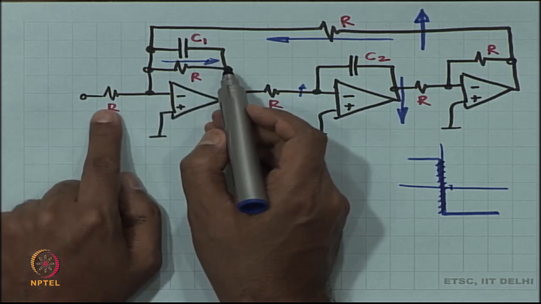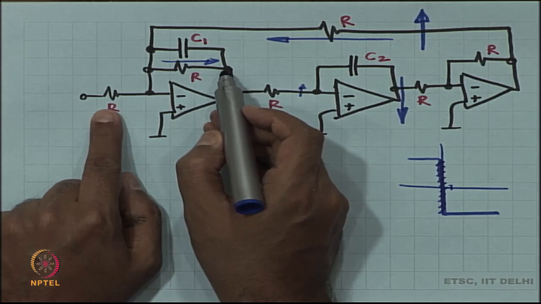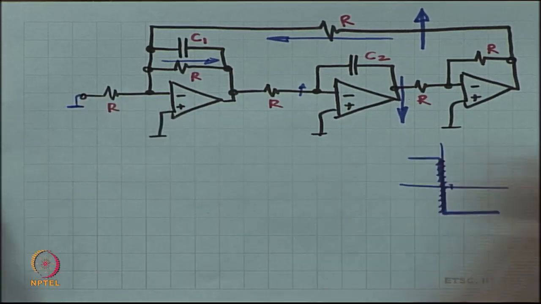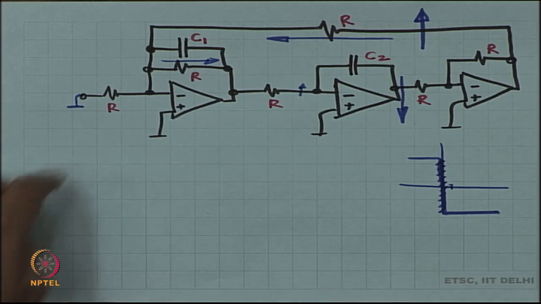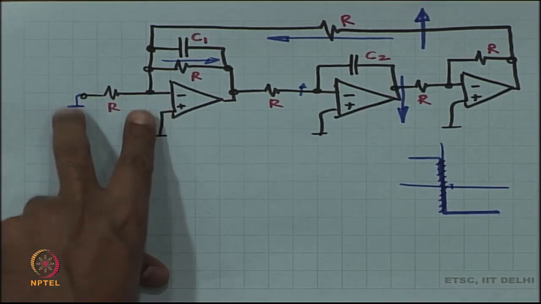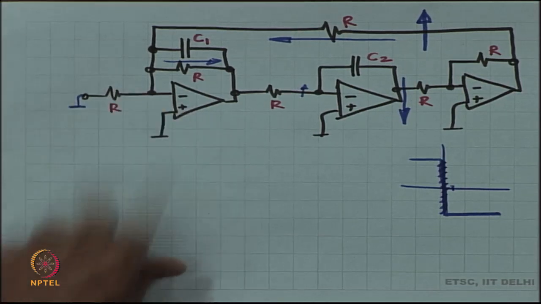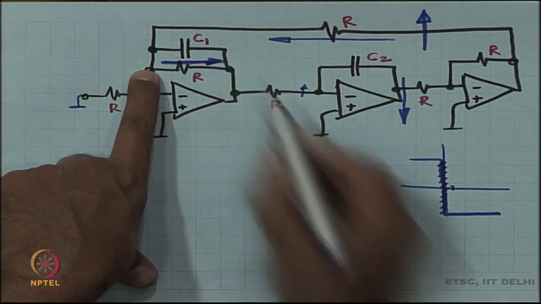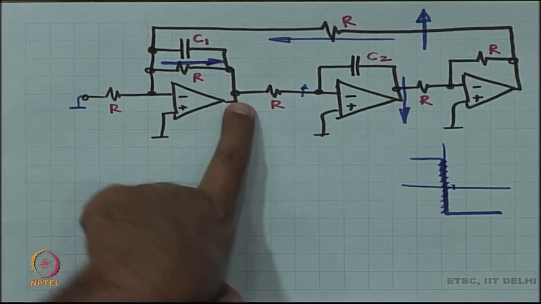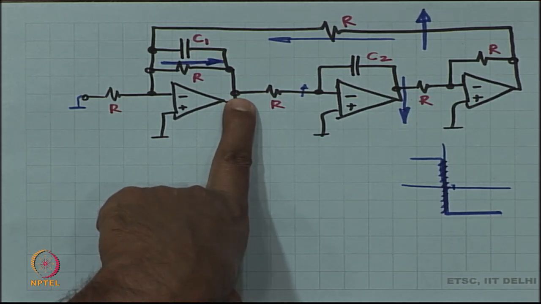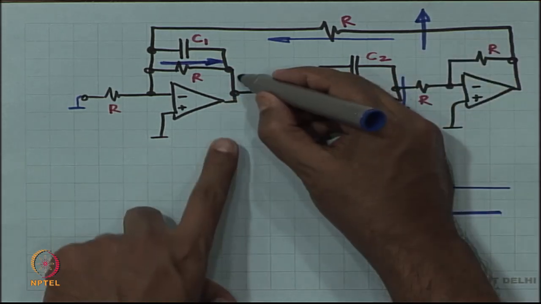Why this R? Why not the other R? Because the other R is right now, this side is also at ground. We are thinking superposition. Okay. So, you think superposition, this side is at ground, this node is at ground. So, this can't carry any current. Okay. So, all of that current is going through this R, which means that the voltage here is going to be exactly the same, negative.